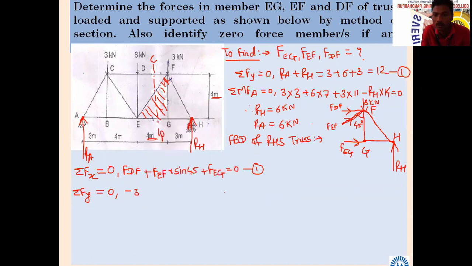Okay, minus 3 plus F_EF into the vertical component cos 45, then plus RH. Anything else? Plus RH. Whether we got the RH value, yes, sir, equal to 0. Okay, from this calculate F, because that is the only unknown.